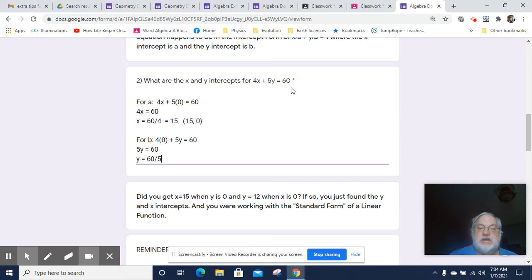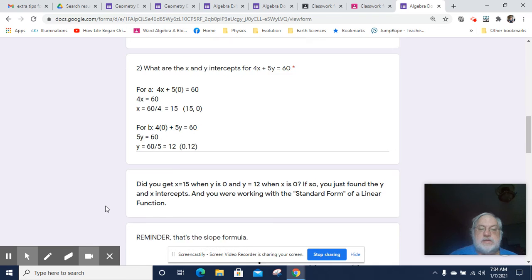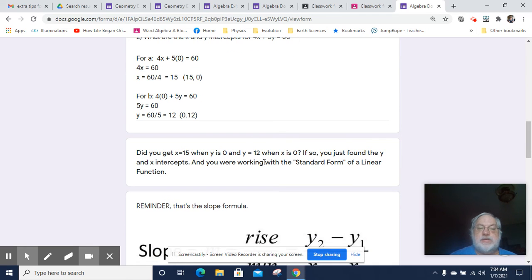This is a cheat code. That is a cheat code. Use it. So 60 divided by 5 is 12. So we have a y-intercept at 0, 12. It's 0, 12 because x is 0. And so you have just found the x and y-intercept using what's called the standard form.